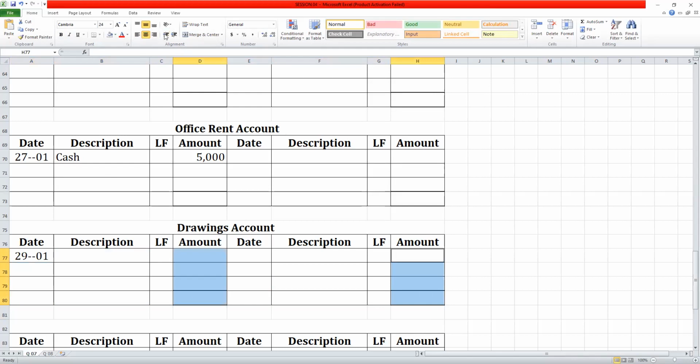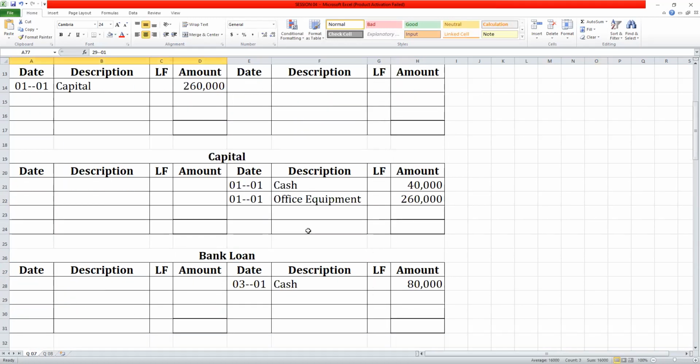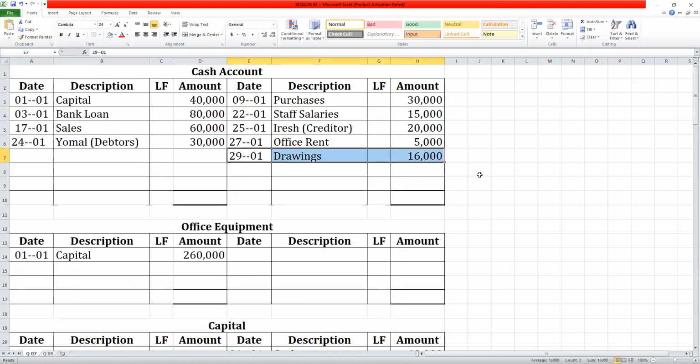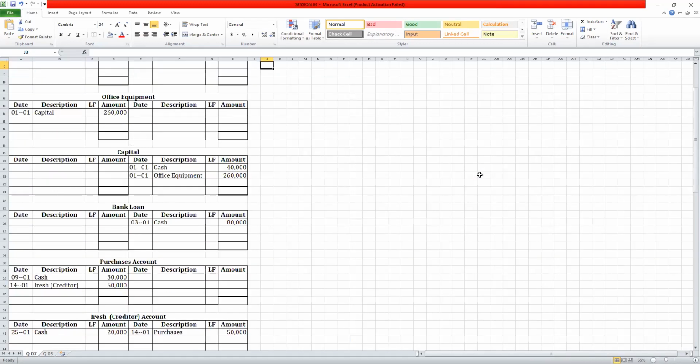The value is how much? What is the value? It is 16,000. Cash 16,000. Principle of double entry: decrease in equity, debit; decrease in assets, credit. If you want the full screen answer, right?